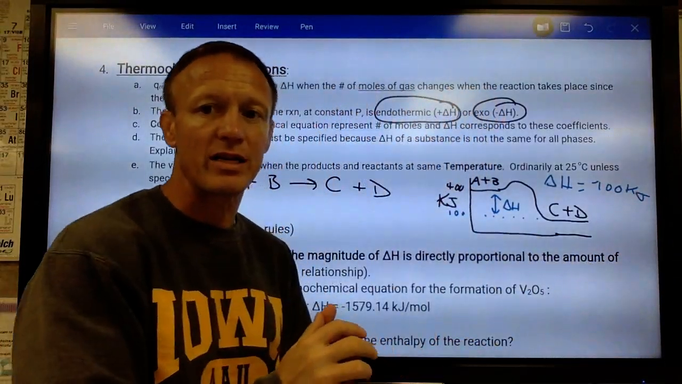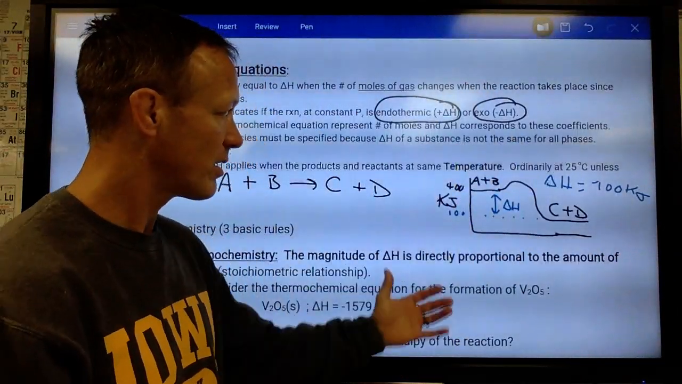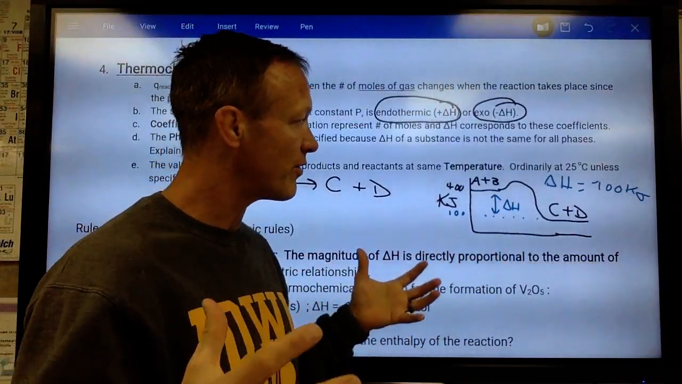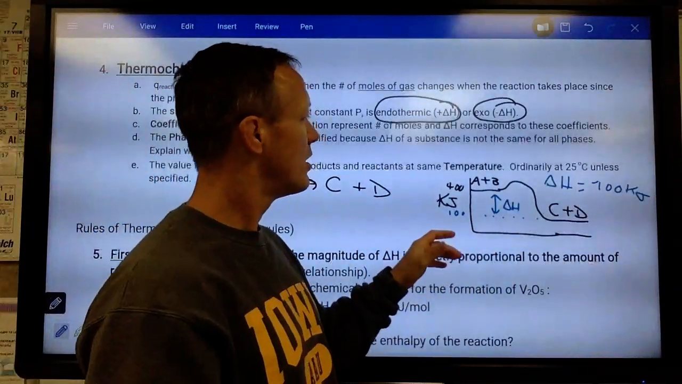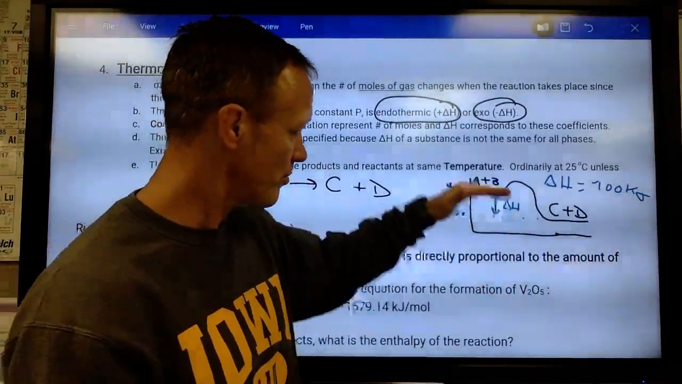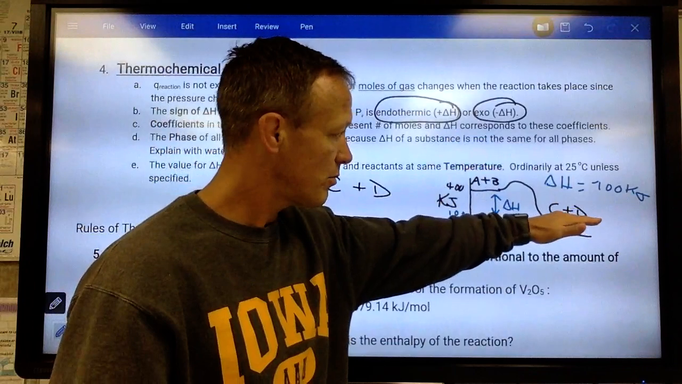That means that much heat went into the surroundings. 100 kilojoules of heat went into the surroundings, left the reaction. So you would feel heat being given off by that reaction. Again, that would be a negative delta H, or a negative enthalpy change. Reactant energy, products energy.